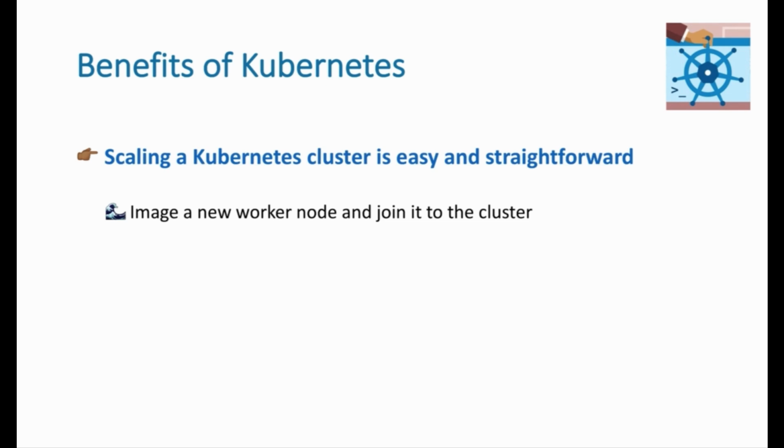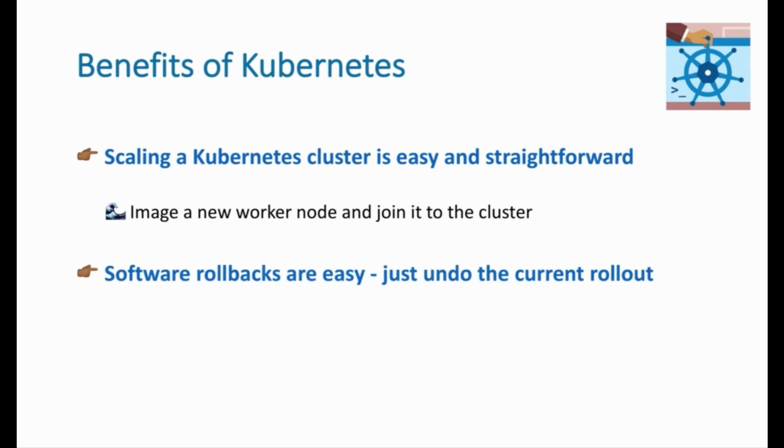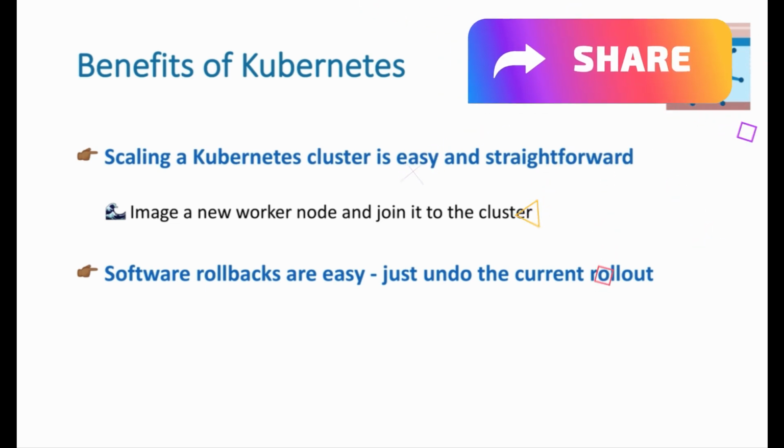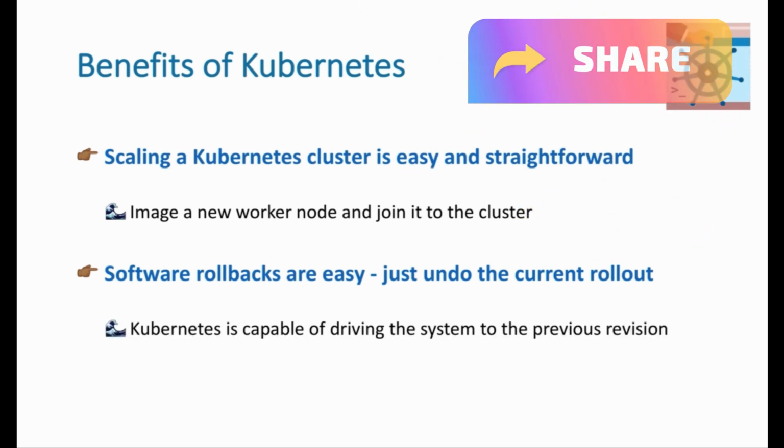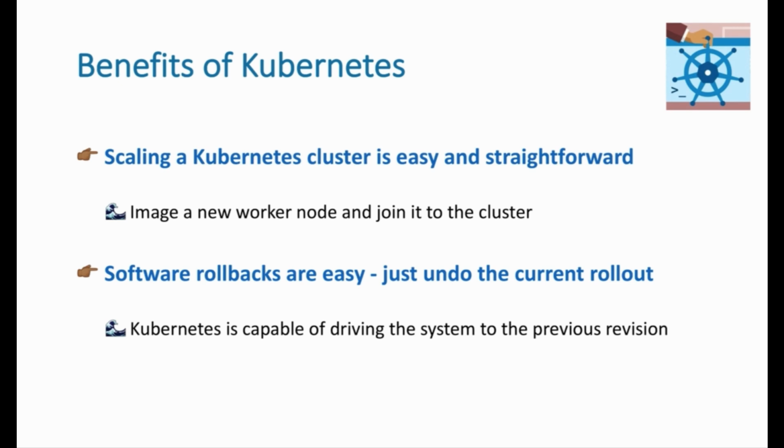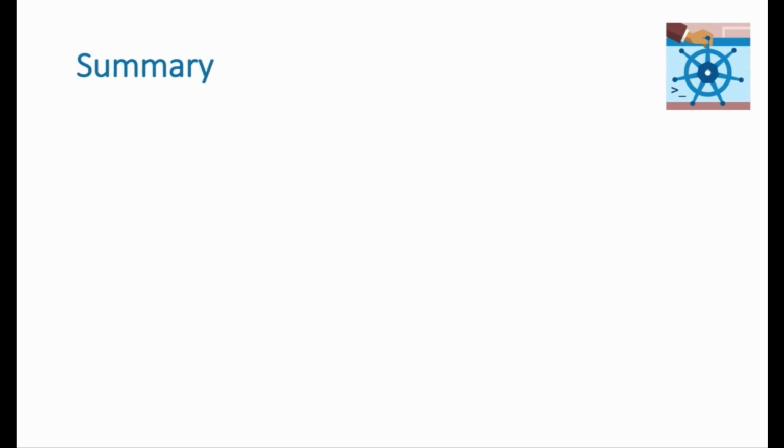This involves imaging a new worker node and joining it into the existing cluster. To roll back software, all you have to do is use the previous configuration file, and Kubernetes has the built-in ability to figure out all the steps that it needs to do to drive the system to the desired state and roll back the software. So let's now summarize the key points regarding the benefits of Kubernetes.